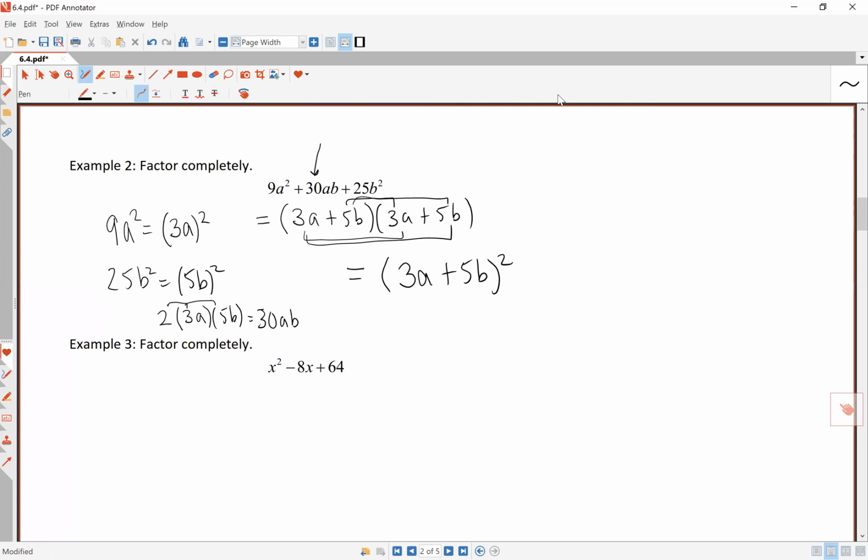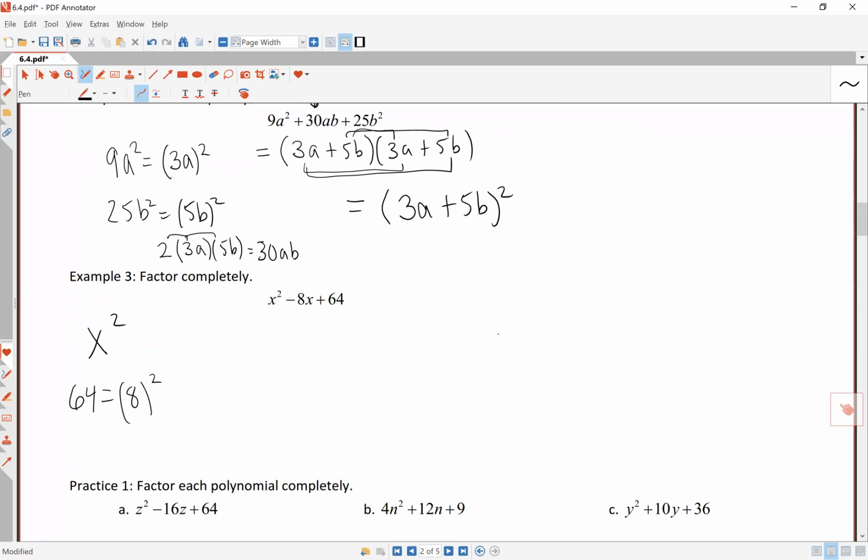Example 3, factor completely x squared minus 8x plus 64. The first term, x squared, well, that's the square of x. The last term, 64, is the square of 8. This looks like it could be a perfect square trinomial. When we check the middle term, it should be twice the product of those two pieces, 2 times x and 8, which is 16x, and we have an 8x there.